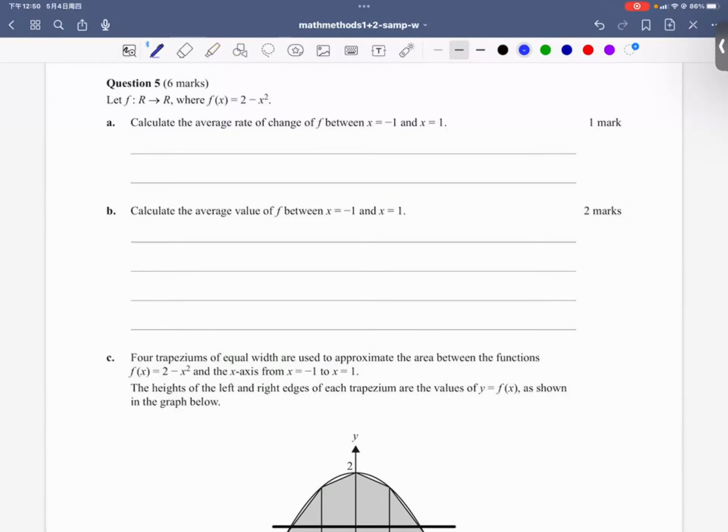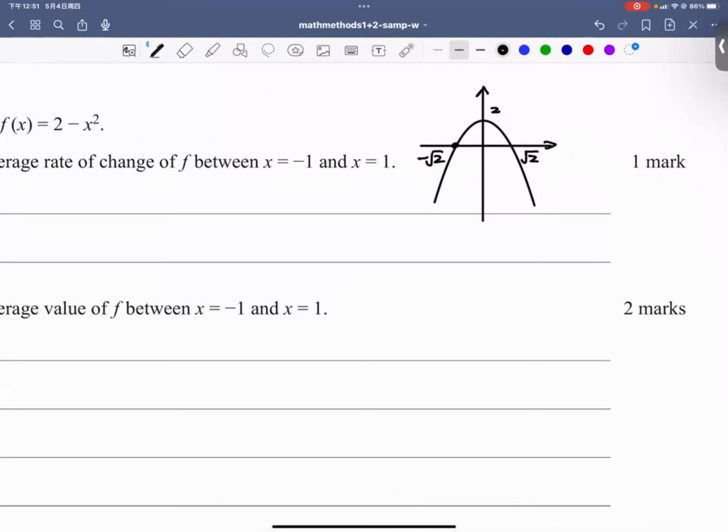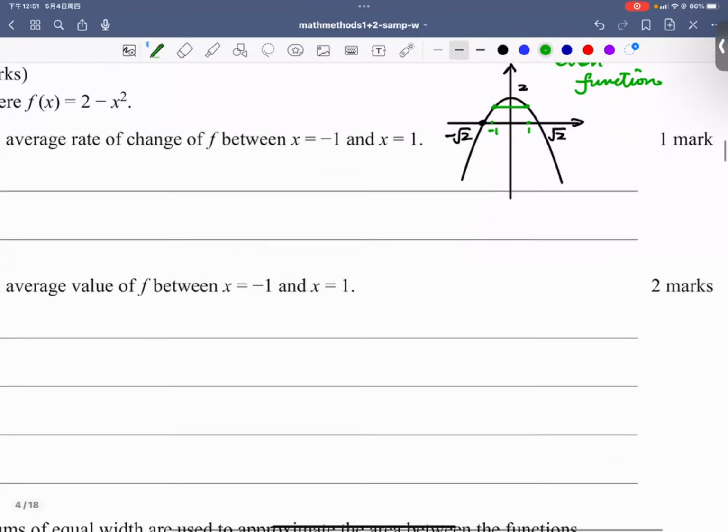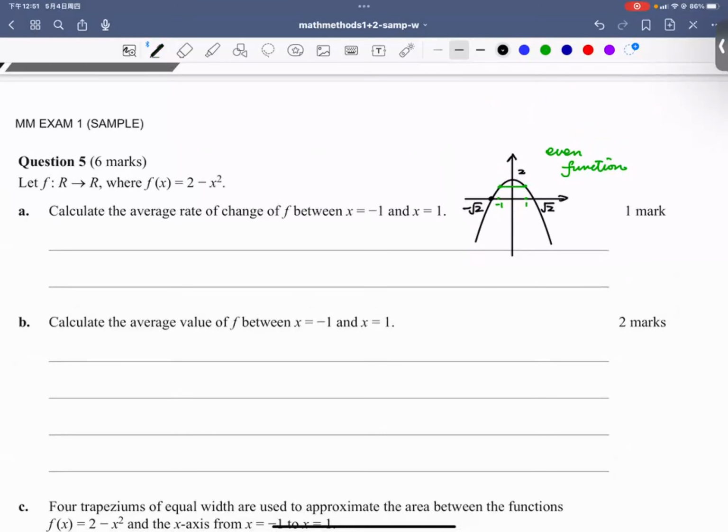Okay. Now, we are talking about the ideas of average rate of change, average value, and the trapezium method. So what I'm looking at is a parabola, 2 minus x squared, okay? This is minus root 2, and this is root 2. The average rate of change, because we know this is an even function, from -1 to 1, I know the y values must equal to each other. Therefore, this is a horizontal line. So you can say the rate of change is 0, okay?